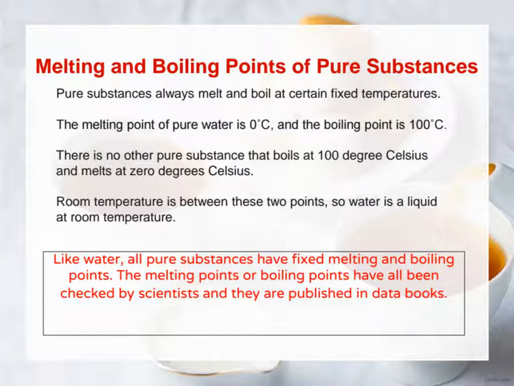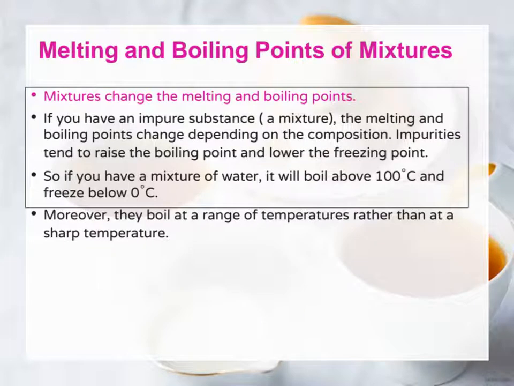Scientists measured the boiling and melting points of all pure substances. The melting point and the boiling point have all been checked by scientists, and they are published in data books. Mixtures change the melting and boiling points. If I have substances dissolved in water, the water won't boil at 100 degrees Celsius. The boiling point will increase. You'll ask me, it will increase to which temperature? We can't know because a mixture doesn't have a fixed composition. As there are more substances dissolved in water, the boiling point will increase.